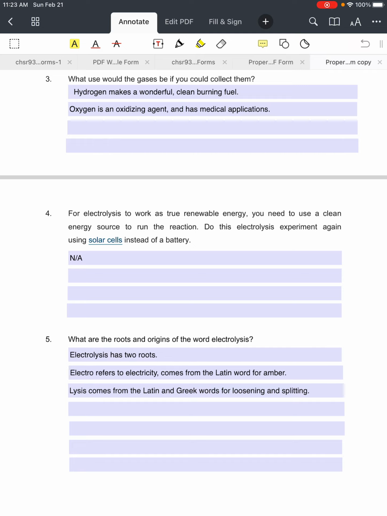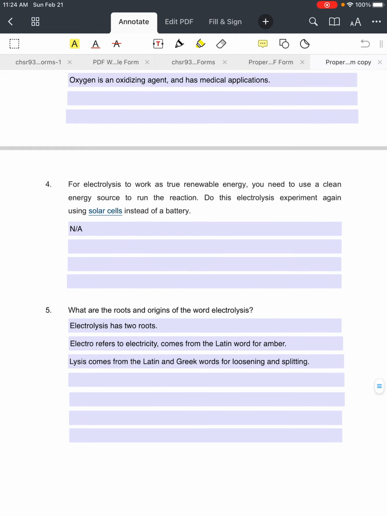But the thing about amber is if you rub it with a cloth, it's a great source of static electricity. In the beginning, when people were studying electricity, amber was their source. It was always DC static electricity, but amber relates to electricity, at least in the old days. And lysis comes from the Latin, but the Latin got it from the Greek.